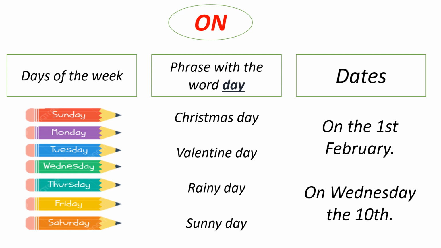For example, on the 1st of February. So the specific date is the 1st of February. We use on also to talk about dates that are more specific, for example, on Wednesday the 10th, where we have the name of the day of the week, Wednesday, on Wednesday the 10th. I hope that you already understand this part of my video.